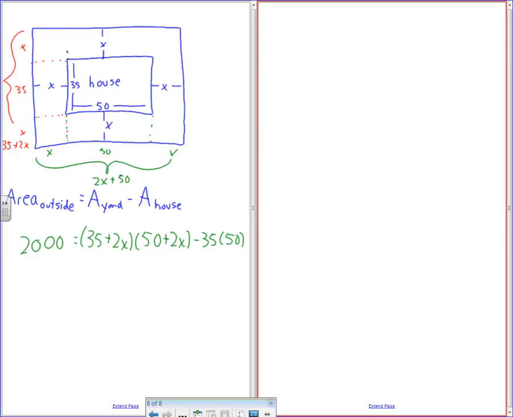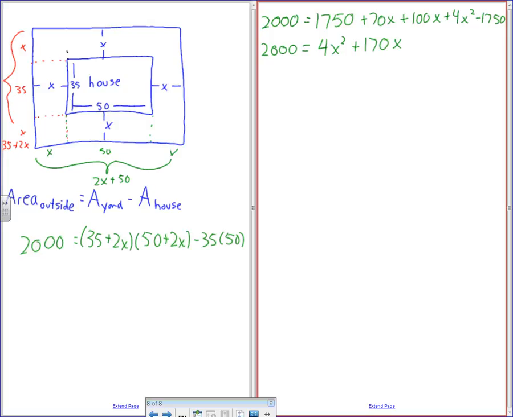So I should get, and you guys can correct me when I make a mistake here, 2,000 equals, oh boy, I can't do this. What's 35 plus 50? 1750. Now those 1750s beautifully cancel out. Okay, so that's good. So I'm going to say 2,000 equals 4x squared plus 170x. Are we all okay from where that came from?